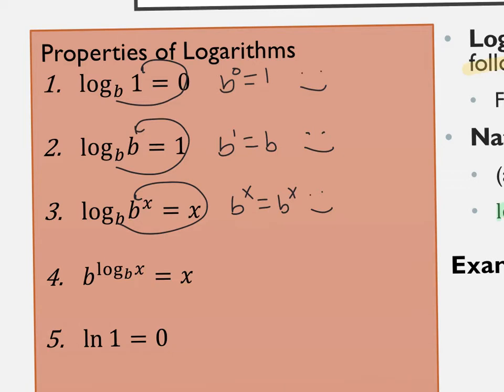The same thing is true with number 4. It is written in exponential form. However, when we write it in logarithmic form, remember the base of the exponent is the same thing as the base of the log, and that's going to equal the power, base b, which is a true statement.